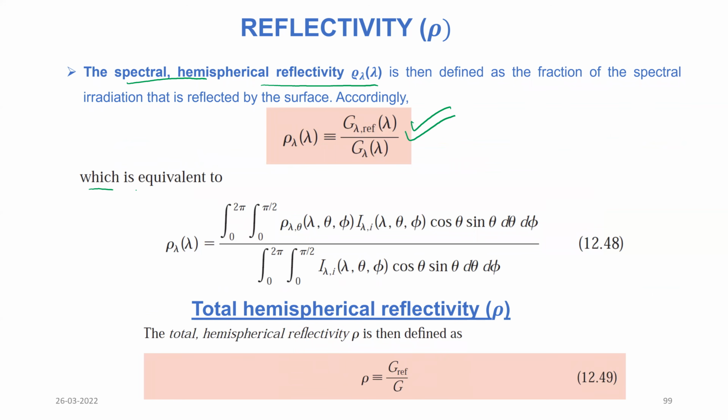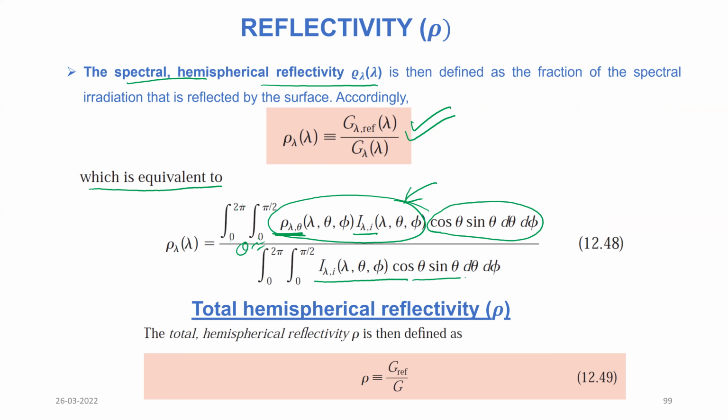And now we have written it in terms of rho lambda theta. So rho lambda theta multiplied by I lambda I, when we multiply both these terms, basically becomes the absorbed value in this direction. This is varying between 0 to 2 pi, which is the integration for phi, and this is for theta, divided by the total energy falling in this direction of theta and phi.